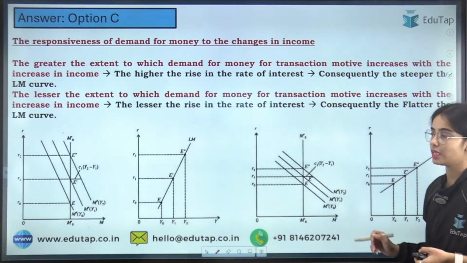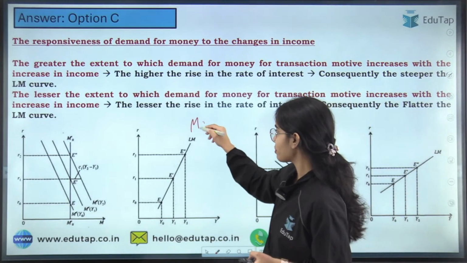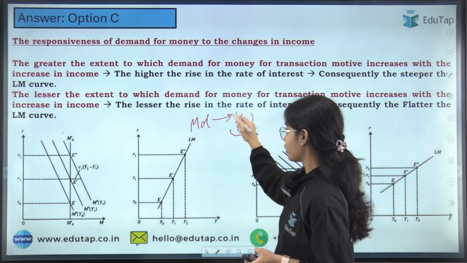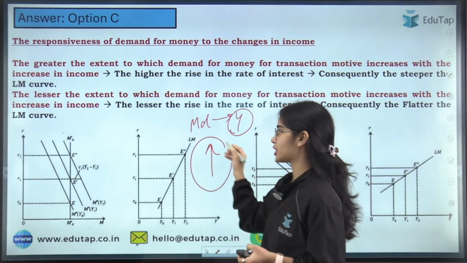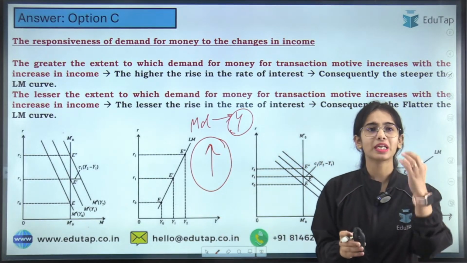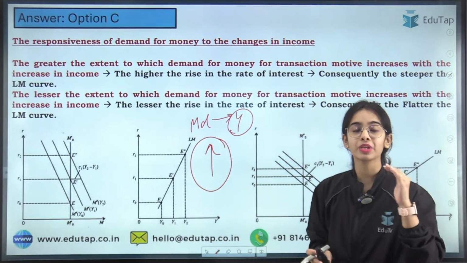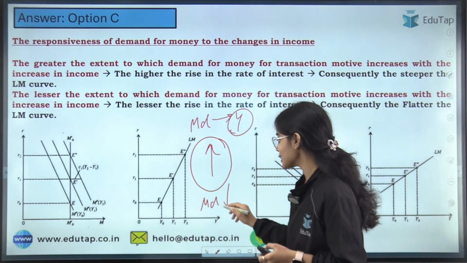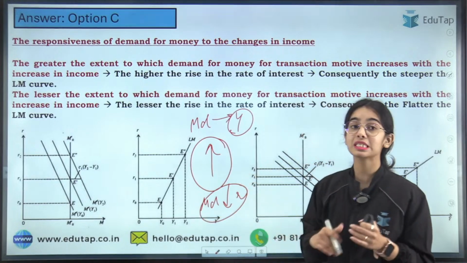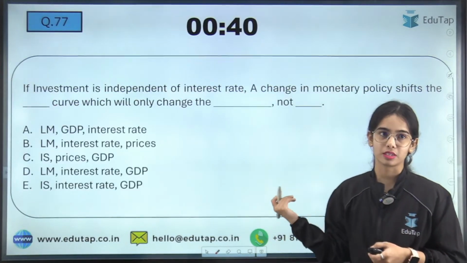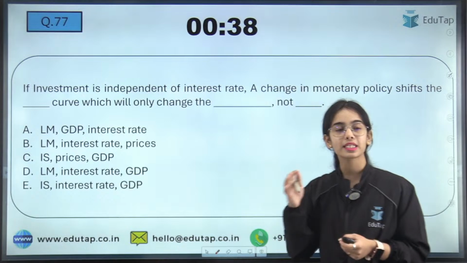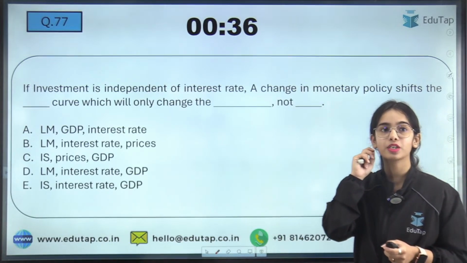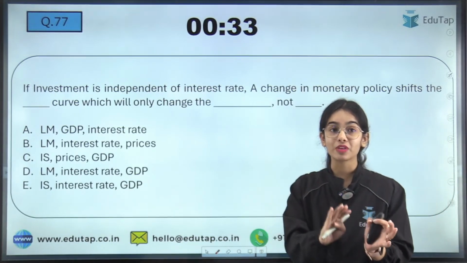So C is the answer here, that with the level of income, there is a huge change in the demand for money. If the demand for money is very responsive to level of income, there will be a steeper LM curve. If the demand for money is less responsive to rate of interest, there will be a steeper LM curve, and vice versa. Okay.